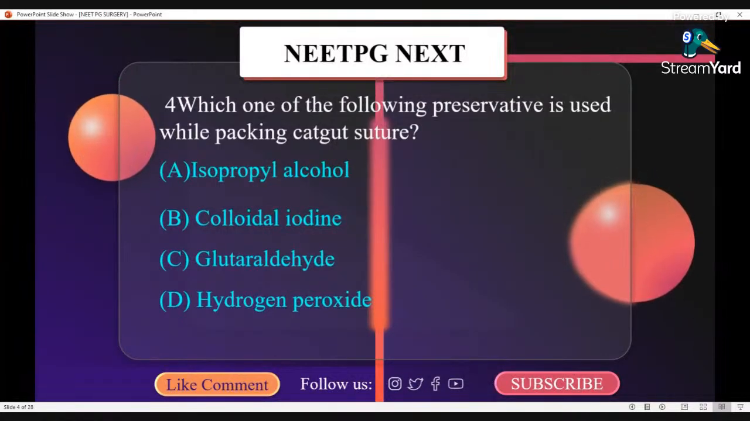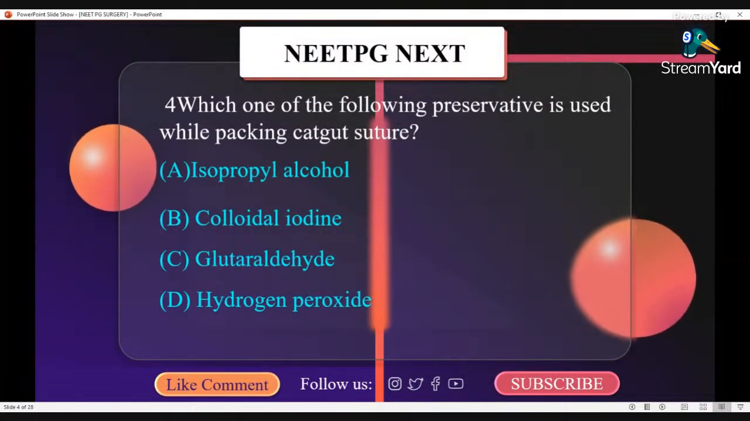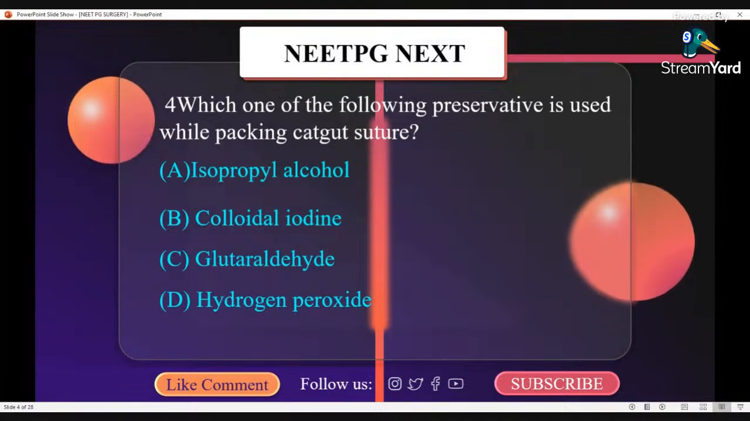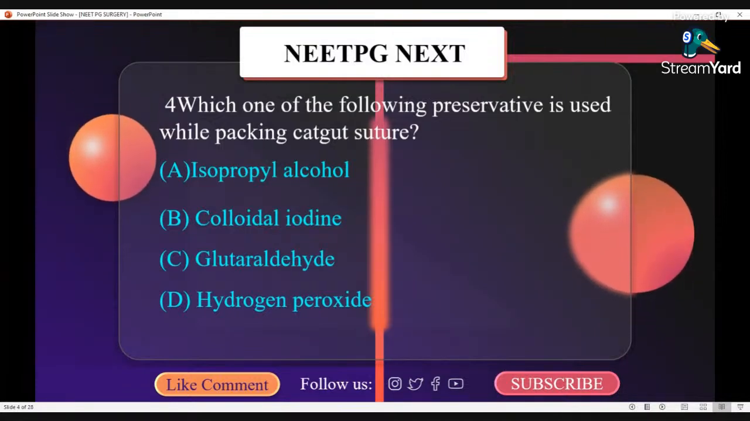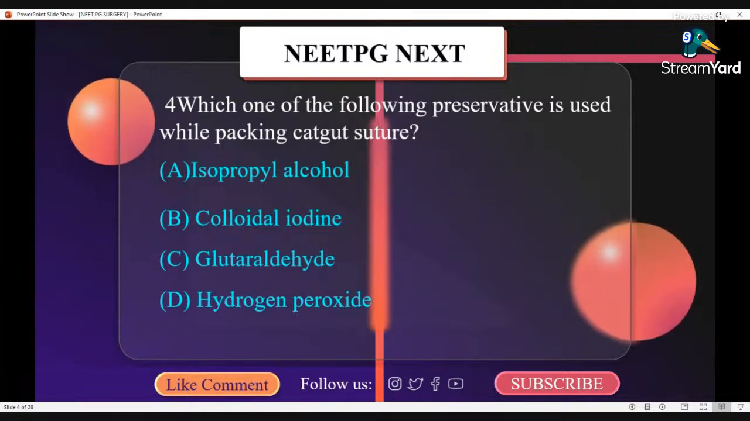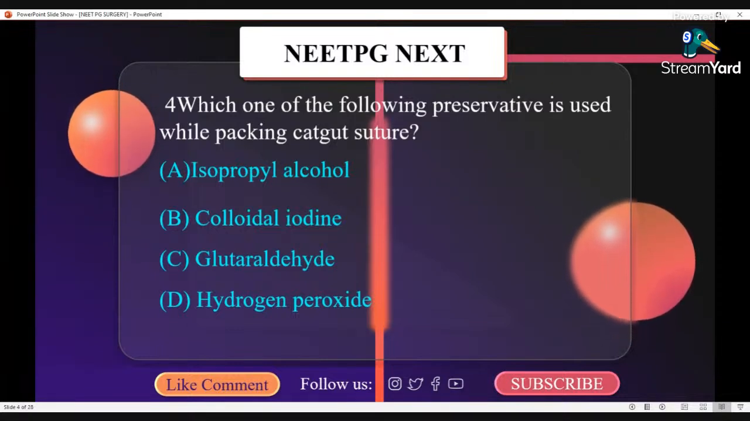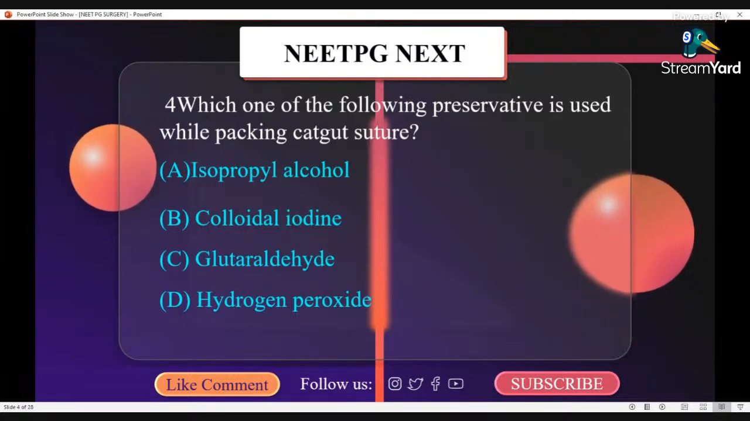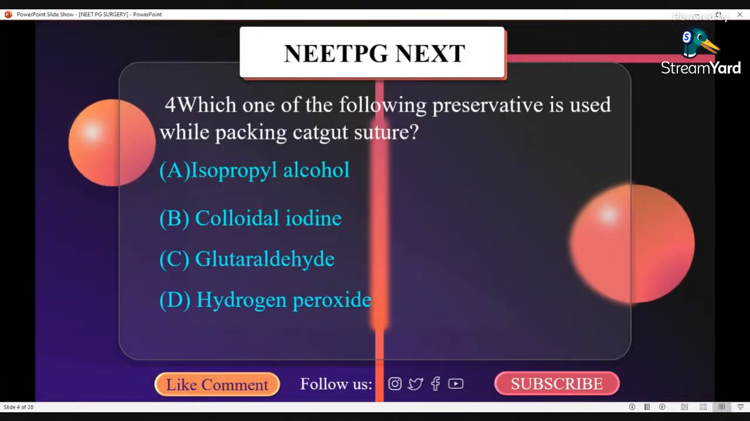Which one of the following preservatives is used while packing catgut suture? Please type the answer in the chat box. If you know, anybody please. It is isopropyl alcohol. So the correct option here is isopropyl alcohol.